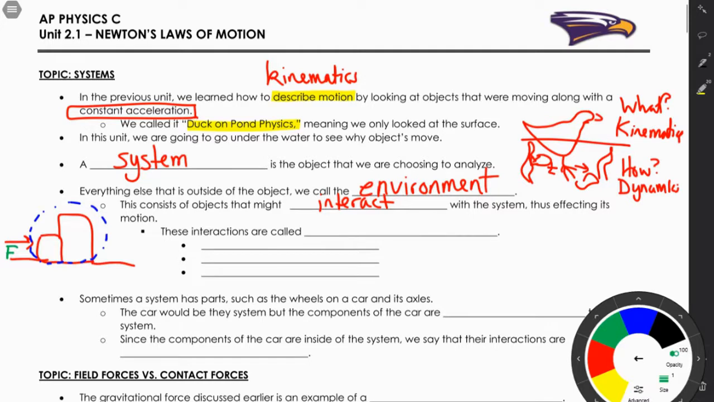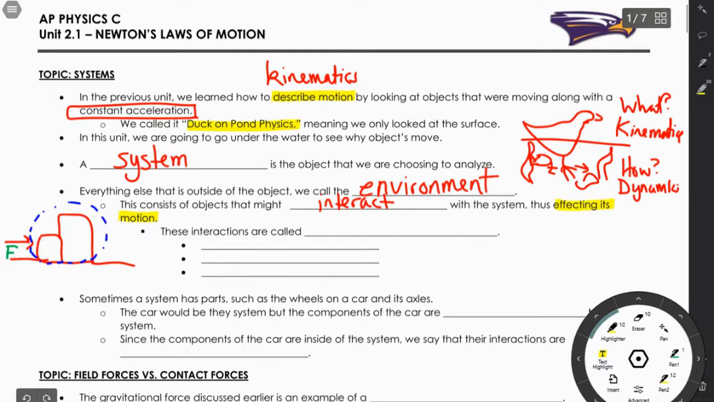Because you can see these external interactions, okay? That's what's going to affect the motion, okay? That's what's going to change the object's motion. And so what we call these interactions that come from outside, very simply, they're just called external interactions, or external forces. You'll see when we talk about Newton's laws, we'll talk about these unbalanced external forces.